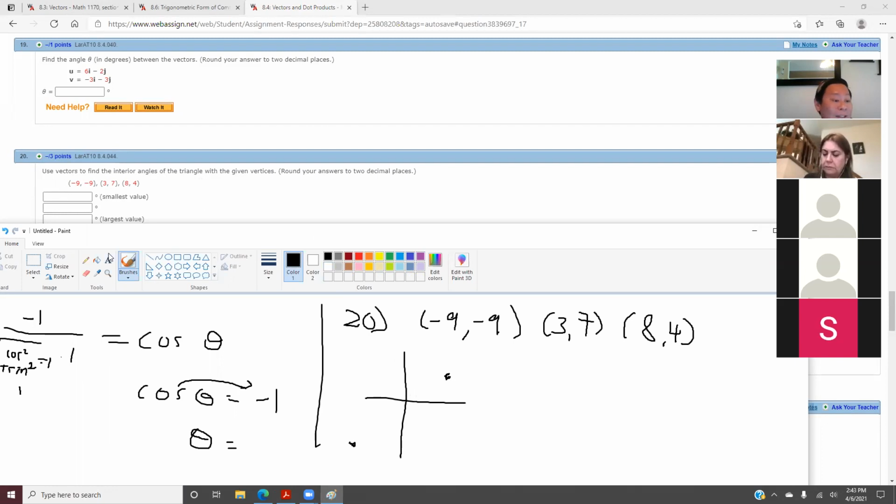Sorry, my brain is a little bit off today, but I think I know where 3, 7 is. So 3, 7 is up here, and 8, 4 is way down there. So they give you these three coordinates. So what do you need to do first? Anyone know? Magnitude, yes. So you have to find the magnitude of this. Anyone know how to find a magnitude?